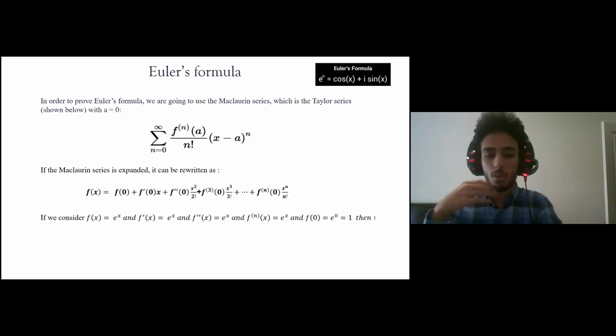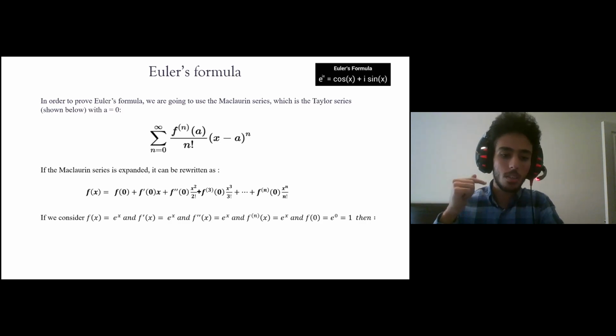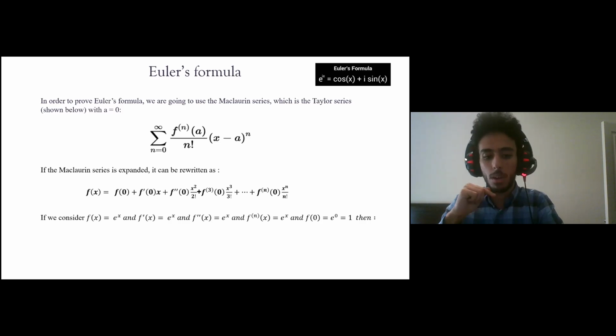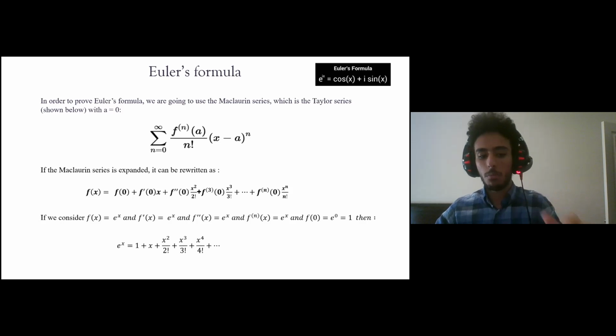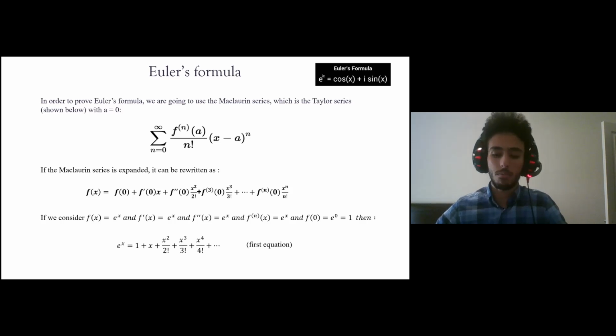Now, in order to get to our formula, first of all, we're going to substitute f with e to the power of x. And we know that the derivative of e to the x is always going to be e to the x. It's never going to change no matter how many times you derive it. And we're also going to need to know that f of 0, aka e to the power of 0, is going to be 1. And if we substitute that into the expansion that we gave to the Maclaurin series, we're going to be given e to the power of x is equal to 1 plus x plus x squared over 2 factorial plus x cubed over 3 factorial, and so on. And we're going to consider this the first equation.